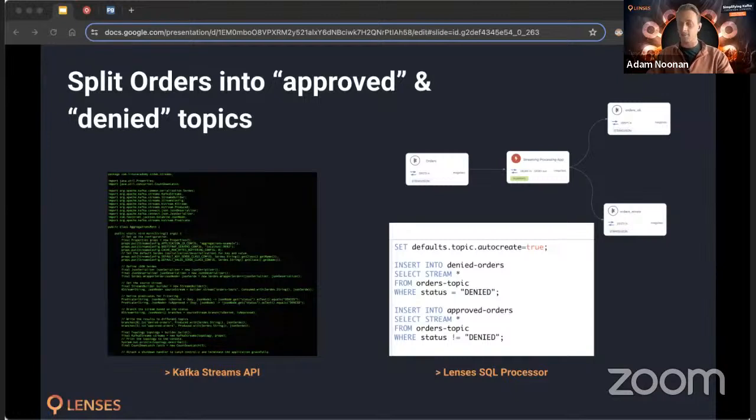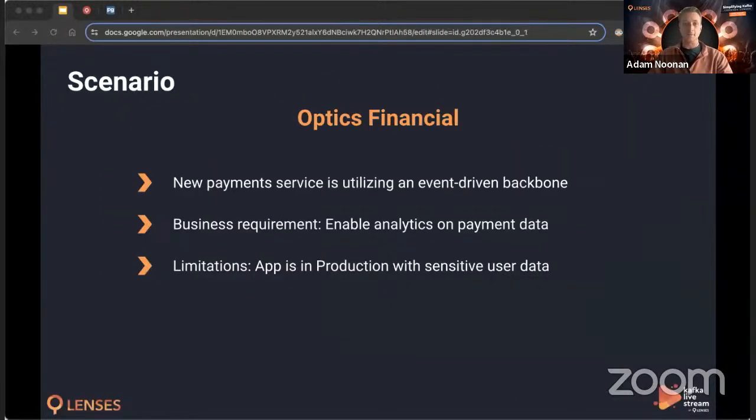And to really highlight that, we have a sample scenario. So today we'll be stepping into the shoes of Optics Financial. We're a financial services provider, and we have a new payment service. It's modern, state-of-the-art, and we're using a Kafka backbone for our microservices. This is a new service we're offering. It's been in production for a while now. We've got sensitive data and private information running through here that we want to make sure we're compliant with, and that we're always online and producing value to our customers.